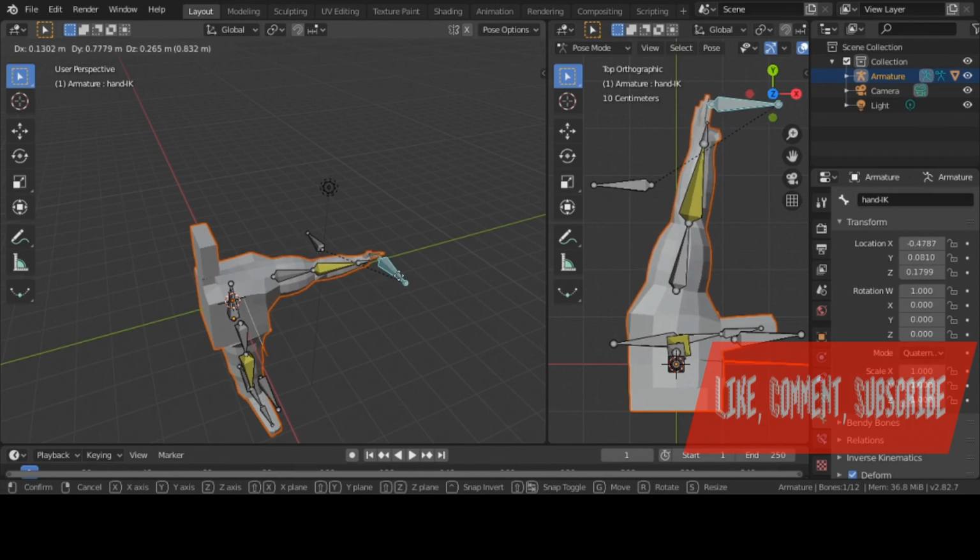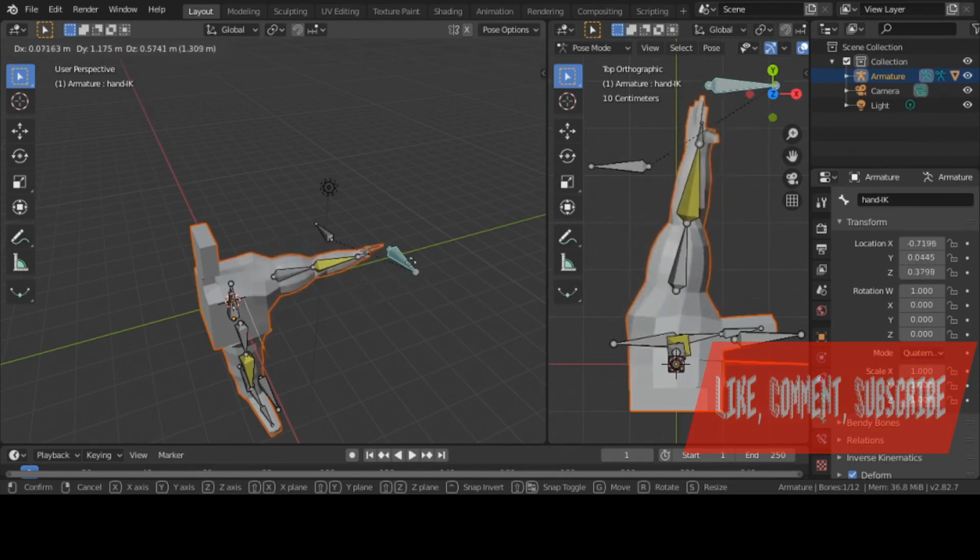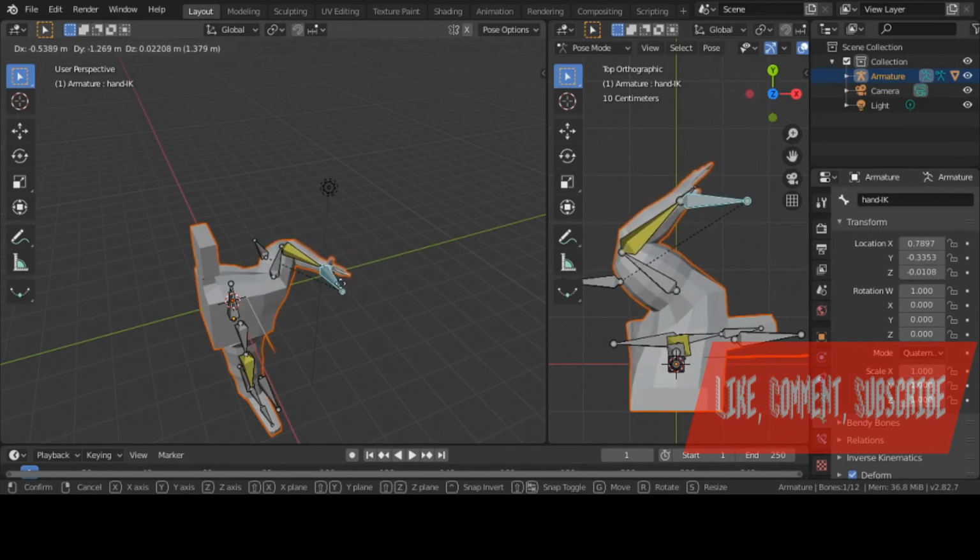Oh, see that did it, and my bones didn't move. Since I had all that information stored on the constraint bone, you see this time my pole target did not move and it looks perfect. So that's it, people.